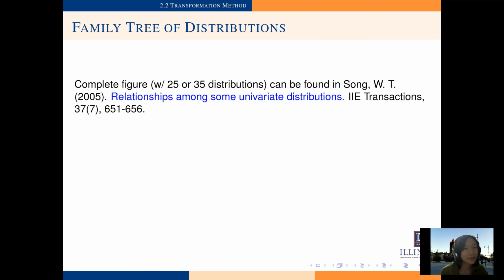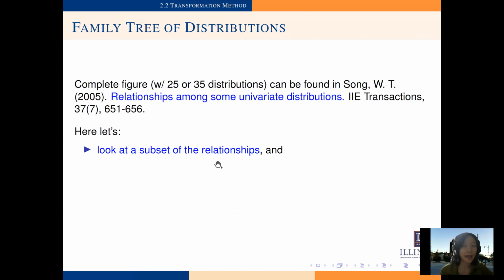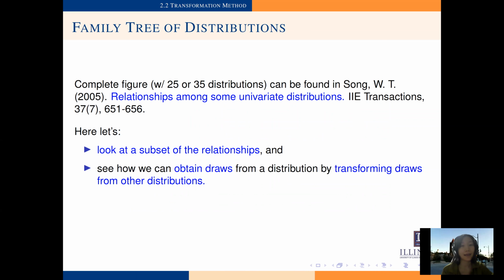So that figure is kind of overwhelming, like any kind of extended super large family tree. The complete figure, if you're interested, with maybe 25 or 35 distributions, can be found in this paper I have listed here. I included a hyperlink so you can read it and get familiar with these distributions if you want. However, here, let's take a look at a subset of the relationships between these well-known distributions and see how we can obtain draws from a distribution by transforming draws from another distribution or from other distributions.